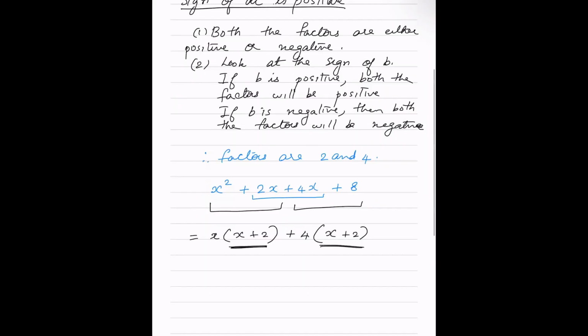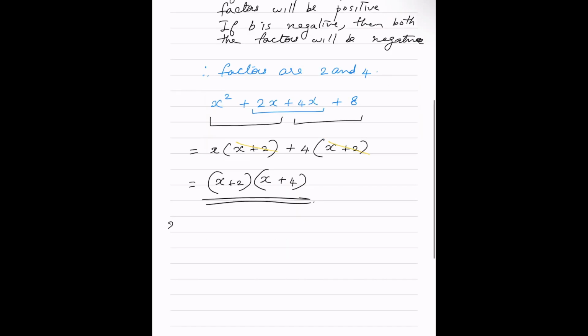Now here, when I look at this, I have x plus 2 common in both the cases. So take x plus 2 out. So x plus 2 into, when I take x plus 2 outside, what is remaining? Cut x plus 2, cut x plus 2. What I am left with is x plus 4. So these are the factors of x square plus 6x plus 8.